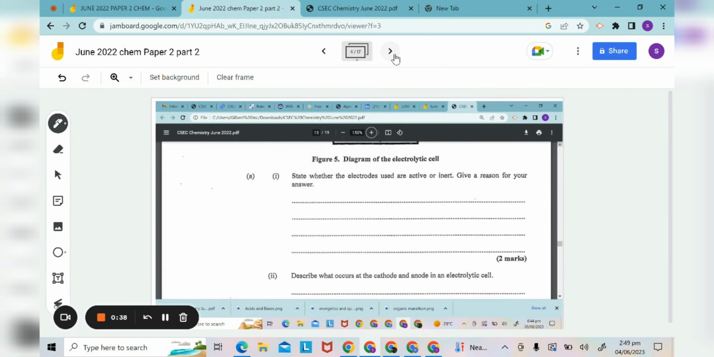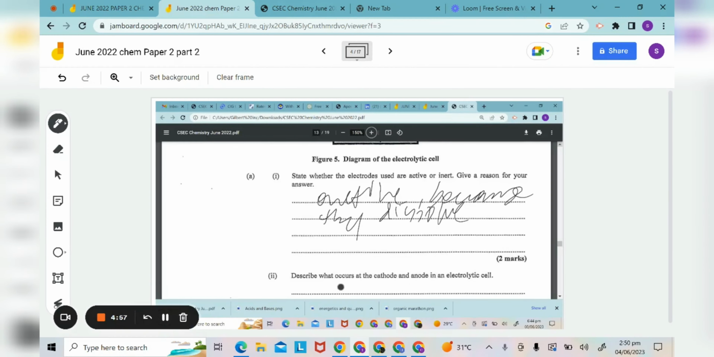It says state whether the electrodes used are active or inert. Give a reason for your answer. So they are active because they can dissolve in the electrolyte. And that's it. So they dissolve in the electrolyte, and that's why they're active. If they were not active, they would not dissolve in the electrolyte. Okay. All right. So we are going to press along.